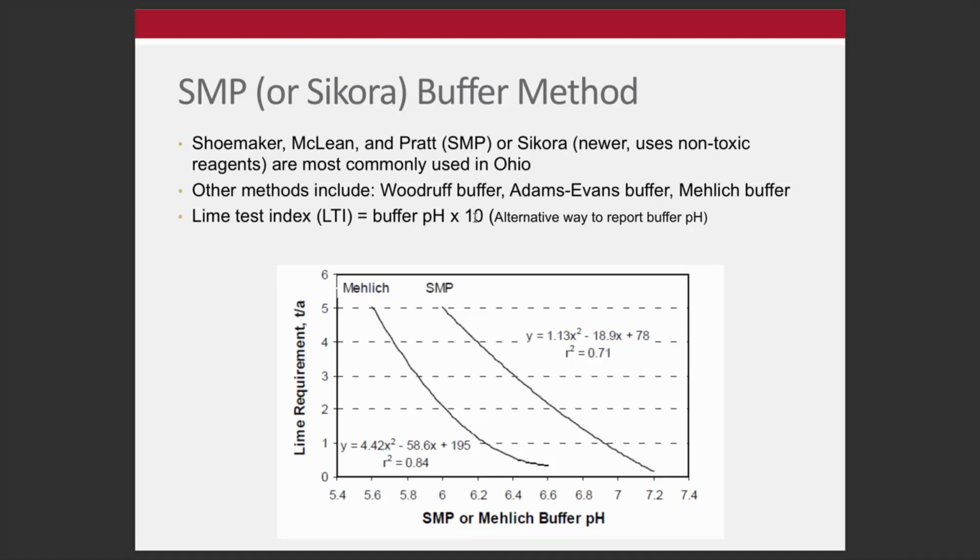Okay, and it's important to understand that these buffers don't always mimic the same thing. So the Mehlich buffer has an equation that's associated with how much lime you need depending on what the buffer pH value is. And that's actually a little different than the SMP buffer. So just recognize that when you're dealing with buffers, if you're changing between them, they're not always the same thing, and they're not going to generate the same lime rate.